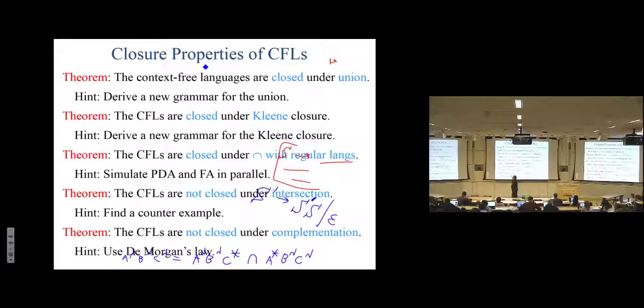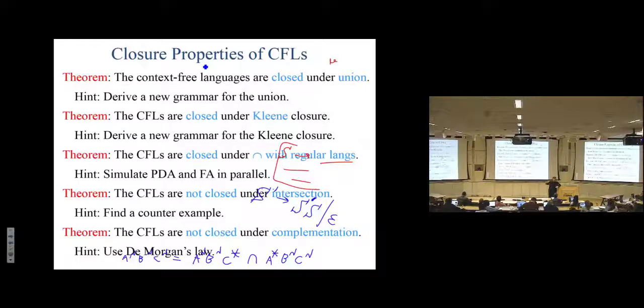And finally, this one now is relatively easy, because it says that the context-free languages are not closed under complementation. Before we even tackle that one, are the regular languages closed under complementation? You take a regular language, complement it. Do you necessarily get a regular language back? Yeah, you do. Why?